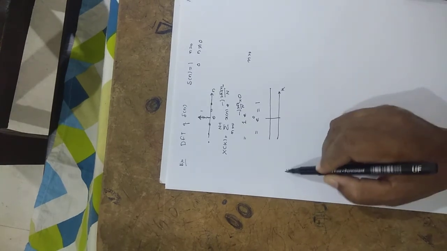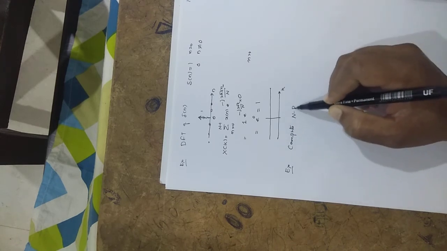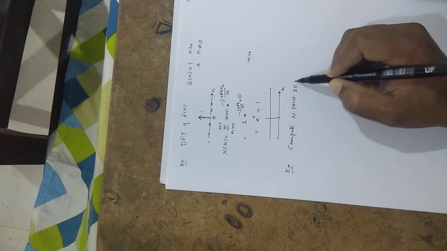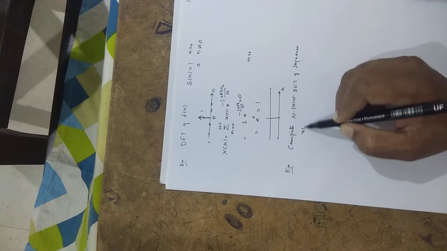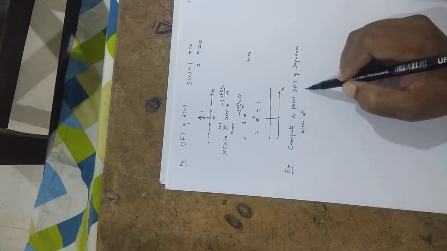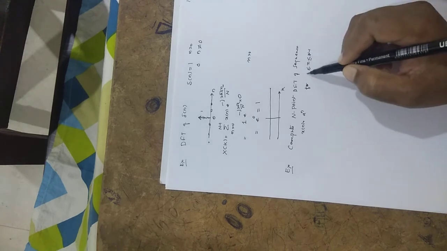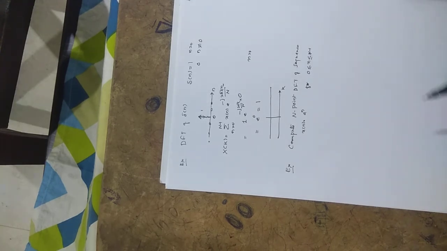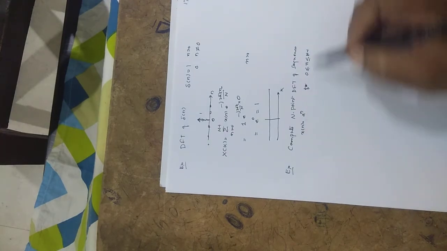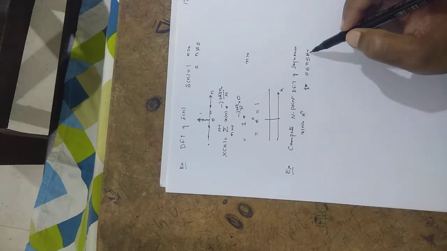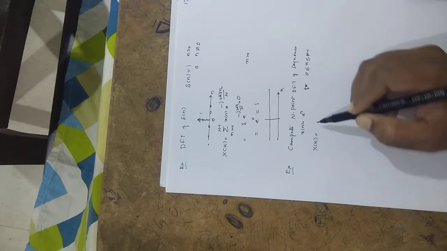Next example, compute the N point DFT of the sequence x of n equal to a to the power of n for n ranging from 0 to N minus 1. So don't go for the matrix method. If the equation is given, then don't go for the matrix method, because N is undefined here. So we'll take the help of the mathematical formulas.